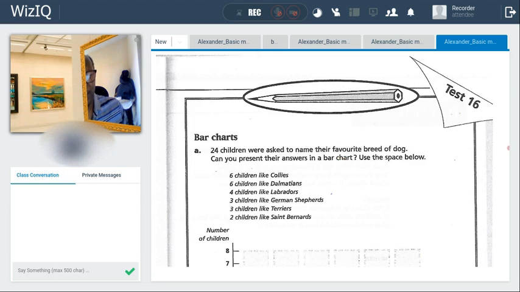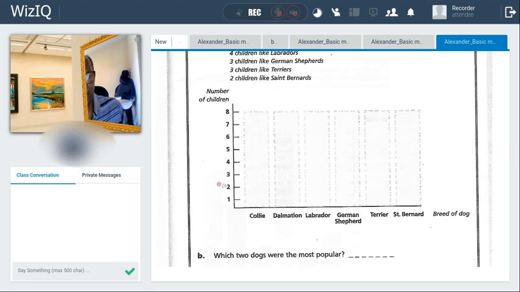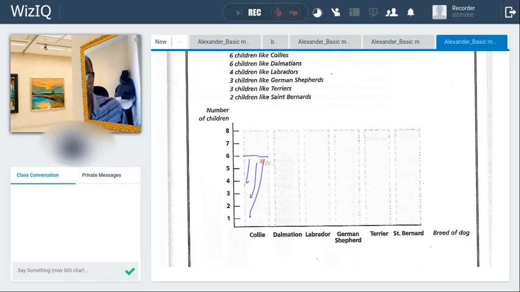Okay. All right. So what we need is the scale. So we did this scale here. That's what is most important. And they have already labeled it for you. So that should be very easy. So 6 children like Collies. So it's going to be here. So you draw across there and then you darken this. That's what they expect you to do.